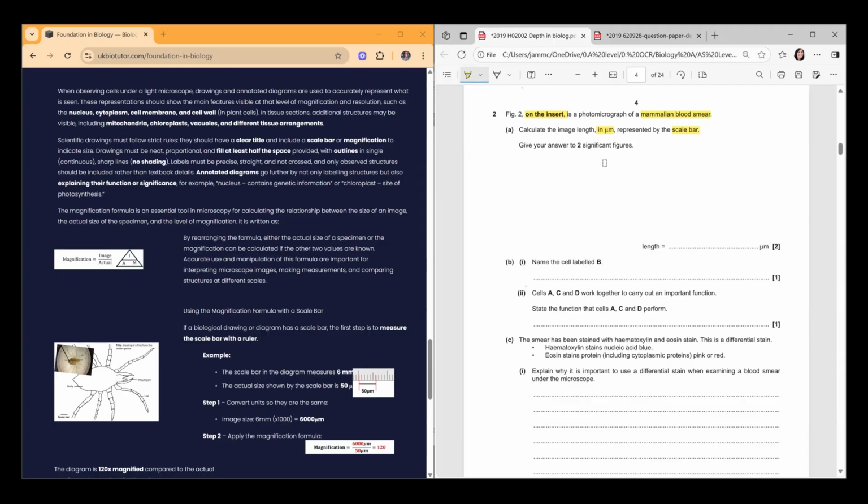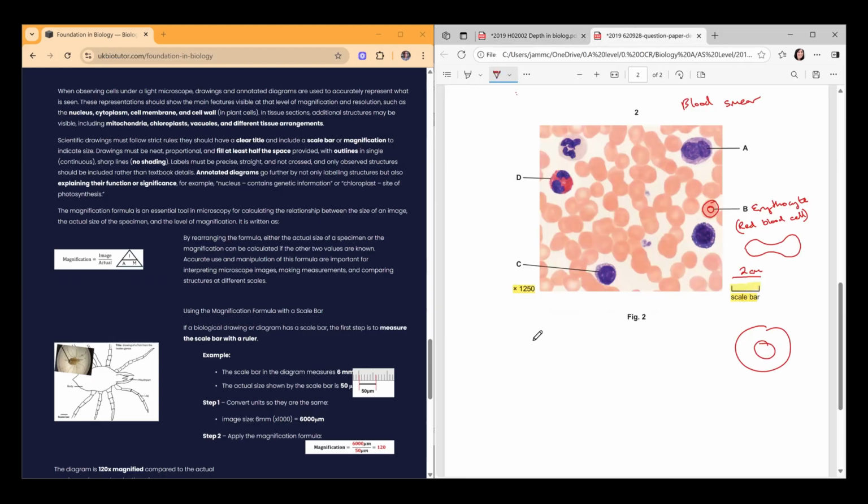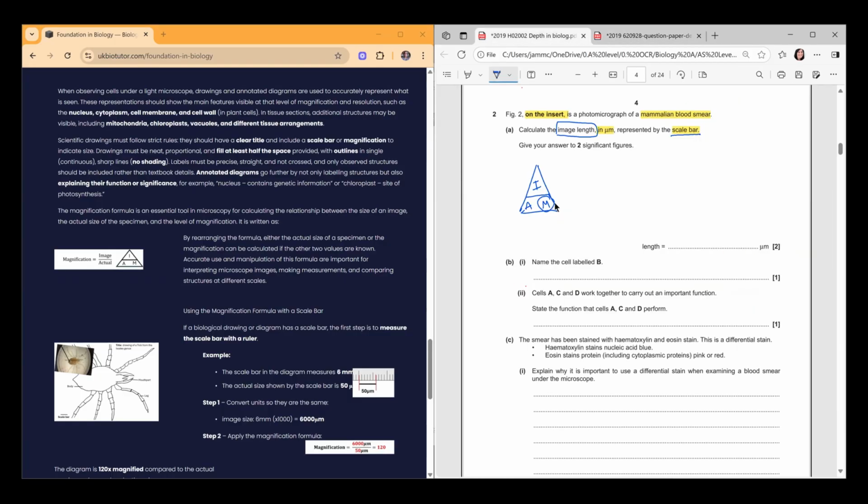So my image should go at the top of my triangle, my magnification. So I'm trying to work out the image length in micrometers by using the scale bar. I know my magnification because it told me it was times 1,250. So I know that this is times 1250.